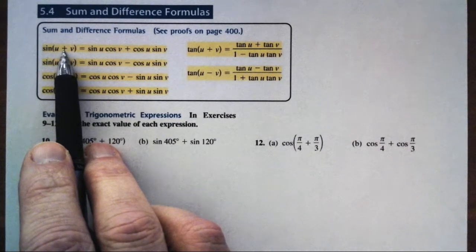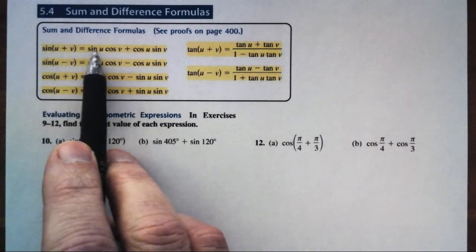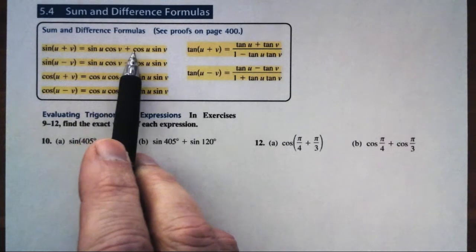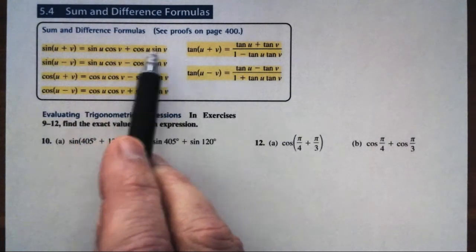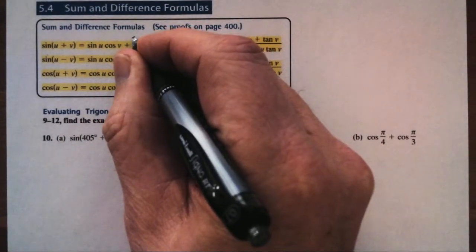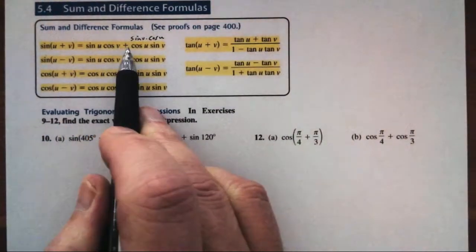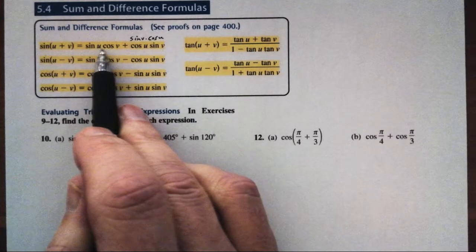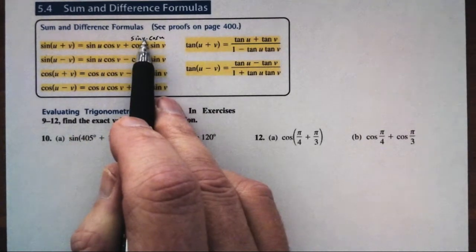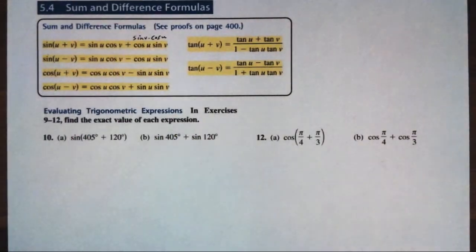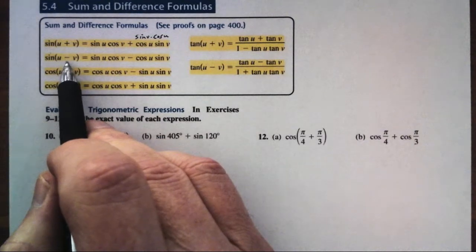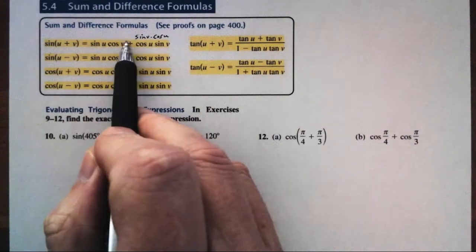Sine of a sum of two angles is sine of the first, cosine of the second, plus, I often go sine, cosine here and switch the angles. So this could be sine of v times cosine of u. So I go sine, cosine plus sine, cosine, but you have to switch the angles. Angle u, angle v, angle v, angle u. Sine of a difference, the only difference is the difference.